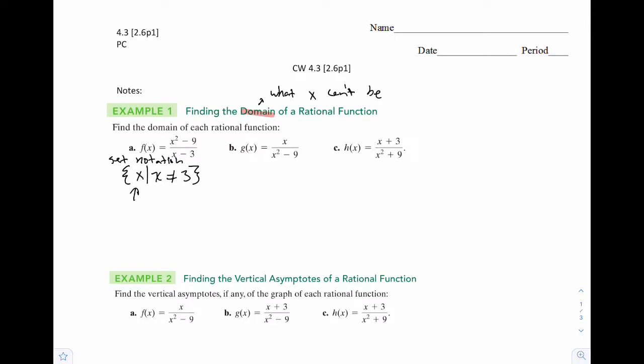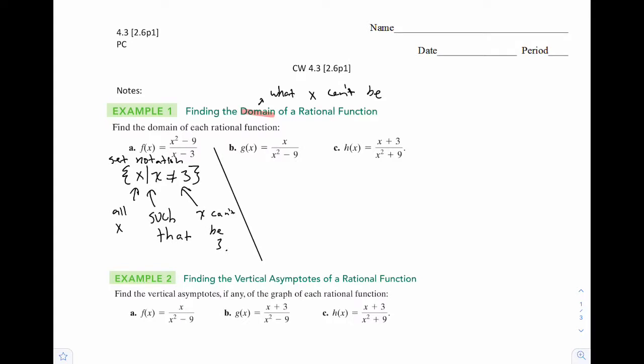This first x means all x. That vertical bar means such that. And this next part means x can't be 3. So it's basically saying x can be everything except for 3. So now we go to B. We'll put a line right here.